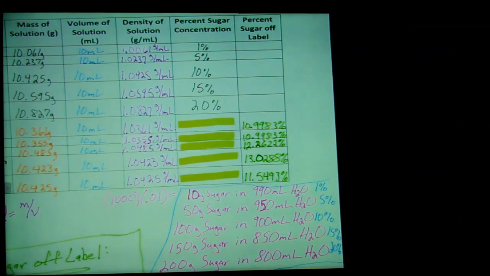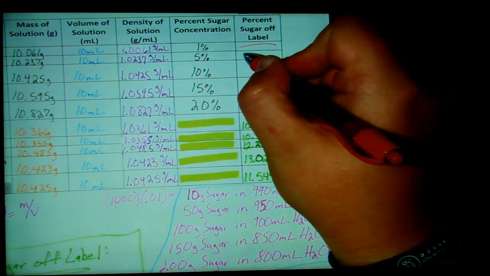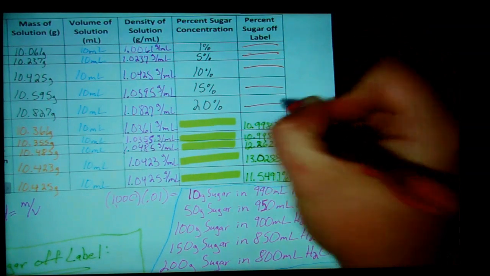So now we have that percent sugar off the labels. You times it by 100. Now here's the key that I got the question. The 1%, 5%, 10%, 15%, 20% solutions that were made, do we have labels for them? No. So you don't need any of that information here. You're not going to calculate out any percent errors here.